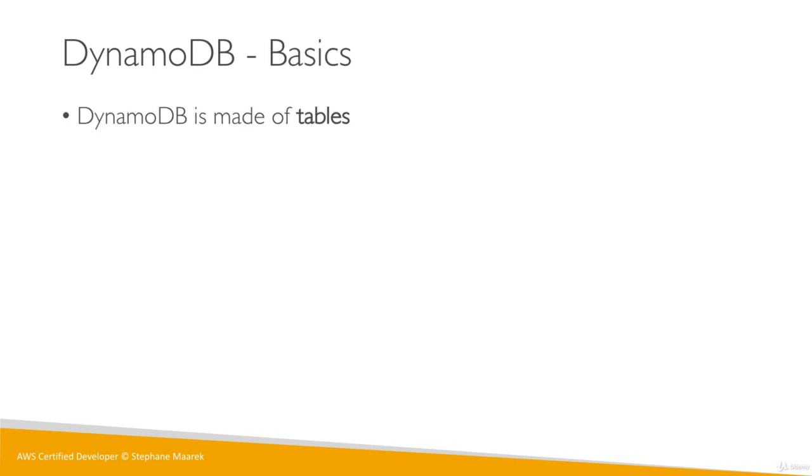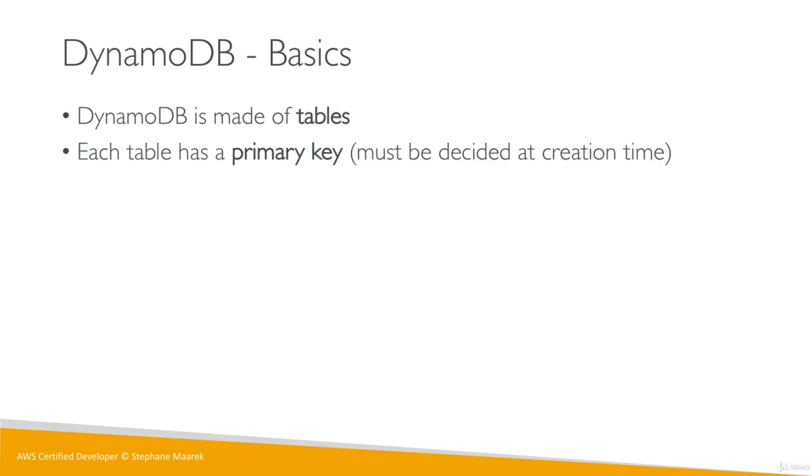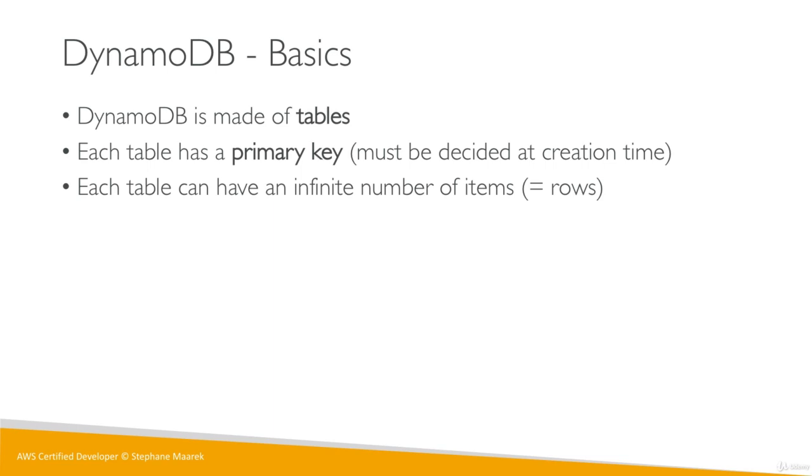It's made of tables. Just like a normal database, DynamoDB is made of tables, and each table will have a primary key, just like a traditional database. But this primary key is a little bit different. We'll see this in a few slides. Now, each table can have an infinite number of items, and items is the same as rows. So I will use items and rows interchangeably in my speech.